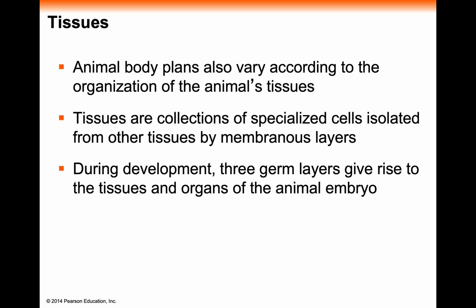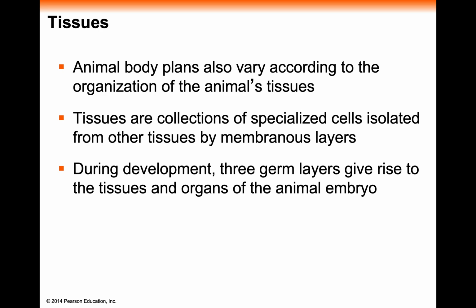So animal body plans also vary according to the organization of the animal's tissues. Basically, tissues are collections of specialized cells. We don't really truly have this in sea sponges. I mean, they kind of have differentiated types of cells, but are they really true tissues? Not so much. And again, this is why a lot of scientists want to kind of kick the sponges out of the animal phyla. And so when we refer to true animals, we call them eumetazoans. And that basically includes everything but sea sponges.